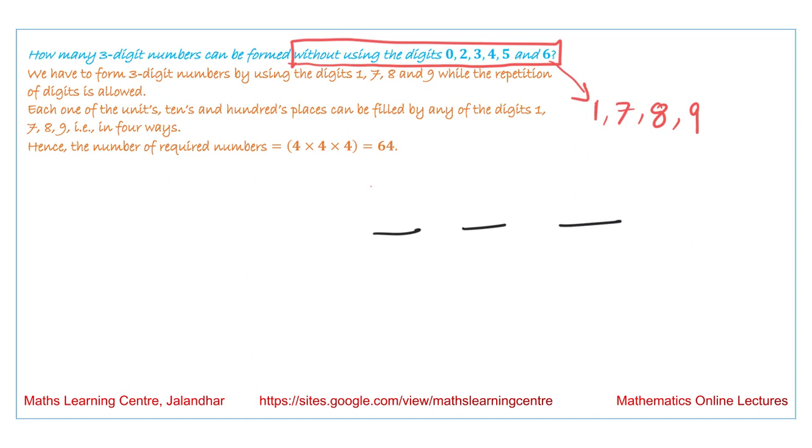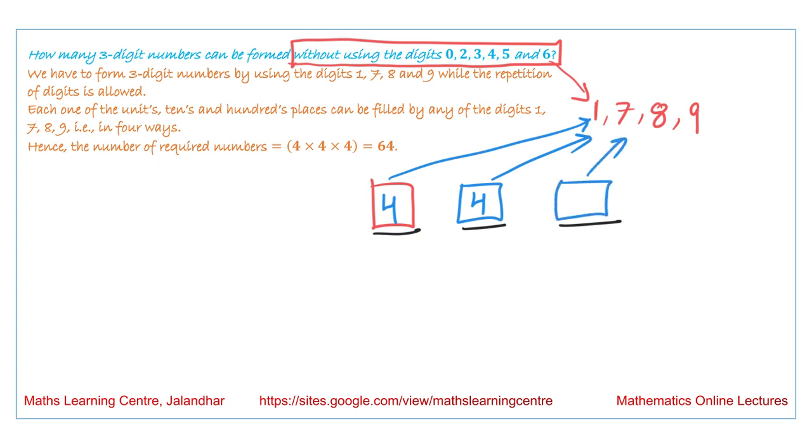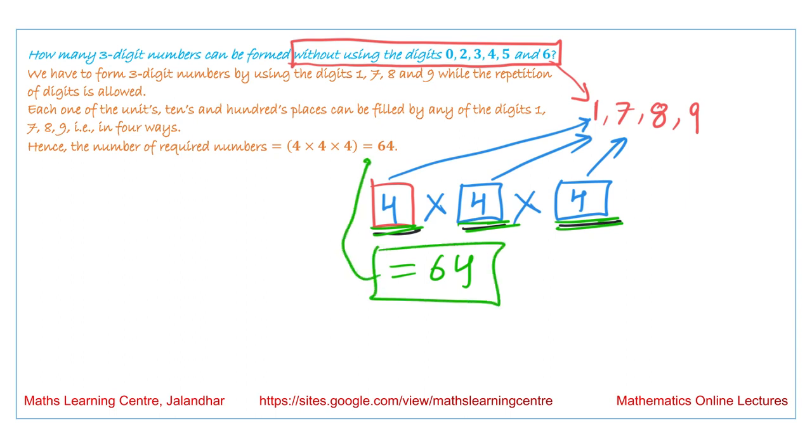For the first place we can place any one of these 4 numbers. On the second place we can place any one of these 4 numbers. On the third place we can place any one of these 4 numbers. The total number of ways we have is 4 into 4 into 4, that is equal to 64. This is the total number of required numbers, which is 64.